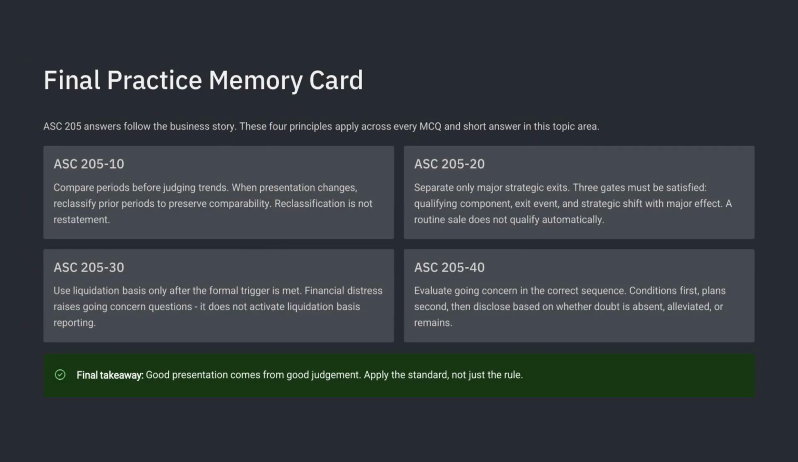So, here is the final practice memory card. ASC 205 answers follow the business story. ASC 205-10 asks whether periods can be compared. ASC 205-20 asks whether a major strategic exit must be separated. ASC 205-30 asks whether liquidation basis is triggered. ASC 205-40 asks whether going concern doubt exists and how it should be disclosed. The final takeaway is this: good presentation comes from good judgment. Do not just memorize words, learn the decision path behind the words.